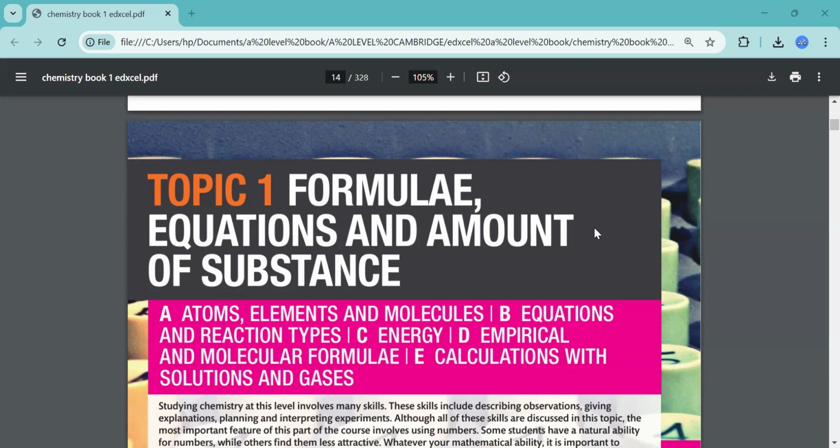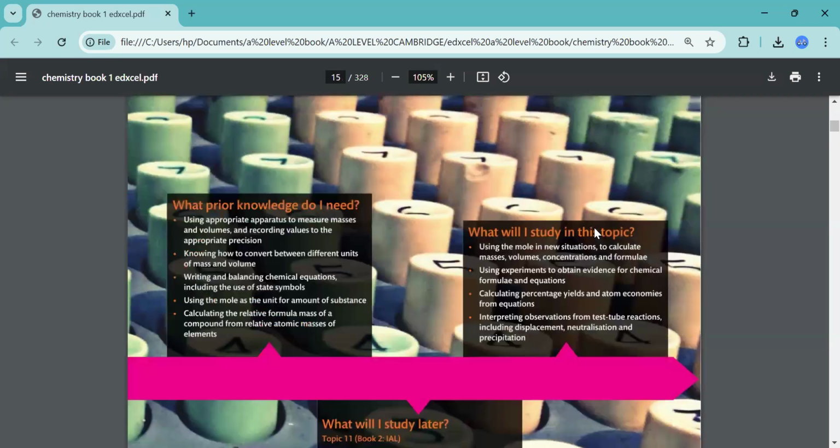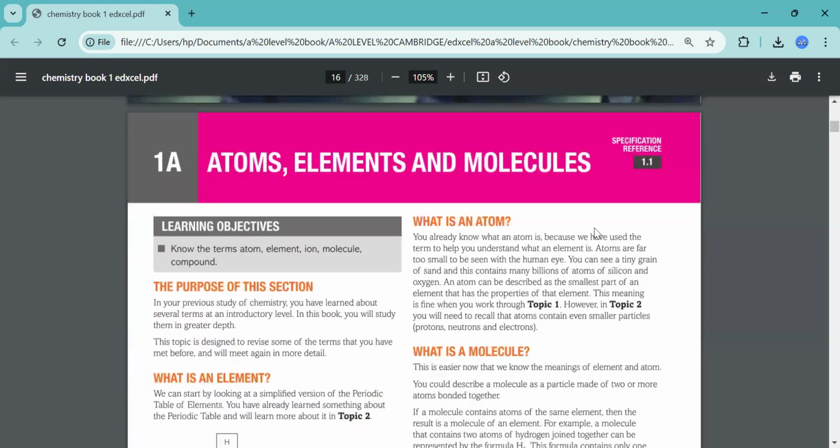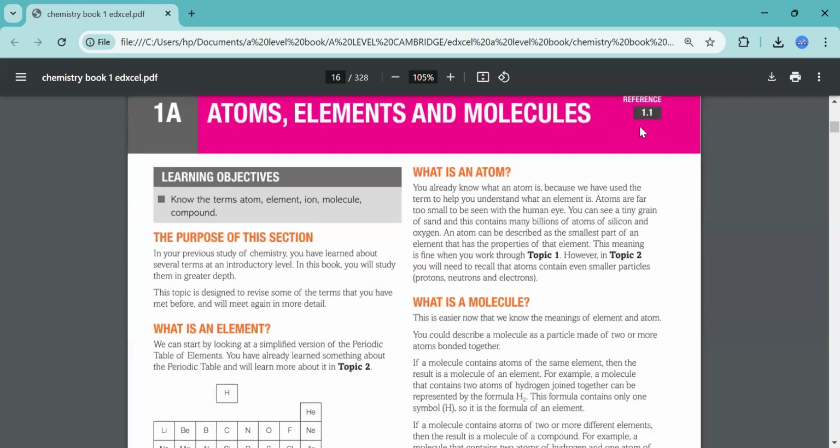Hello guys, my name is Shumana and today's topic is atoms, elements and molecules. You already learned about atoms, elements and molecules in your GCSE.